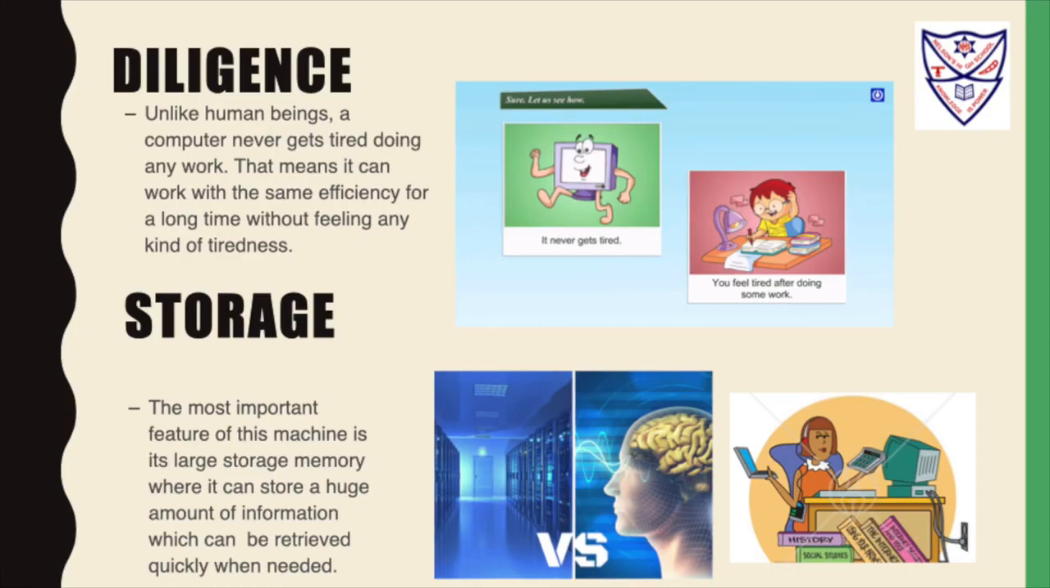Then we have storage. The most important feature of this machine is its large storage memory, which can store a huge amount of information which can be retrieved quickly when it is needed. Storage is very important because humans cannot carry information at the top of their head. They cannot just memorize all the large bits of information, whereas a computer can. And not only can it memorize it, but safely, securely store it for eternity. So, this makes a computer very useful in terms of storage.